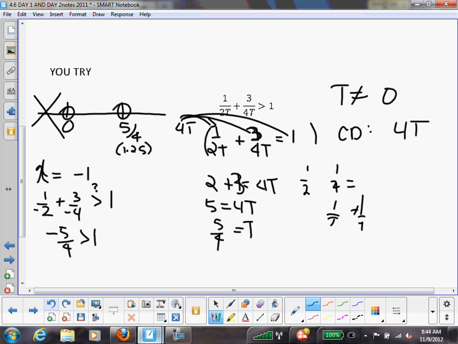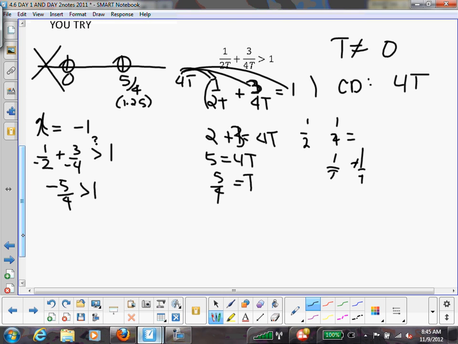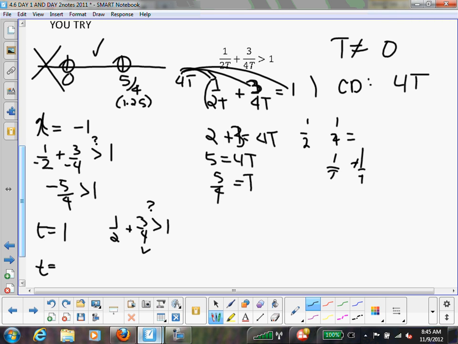Okay, what's another value that I'm going to try then? Sure, let t equal 1. Okay. At 1, I get 1 over 2 plus 3 over 4. Is that greater than 1? Okay, that's a good one. I want that interval. What's another value for t? I would refrain from using decimals, so I could use 2, I could use 3, I could use 10, right?